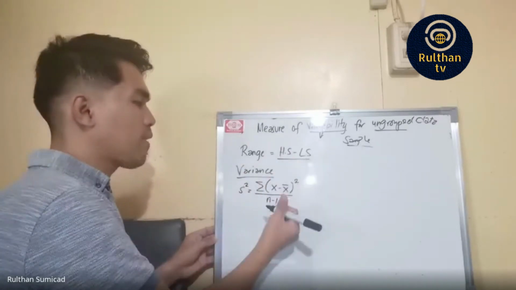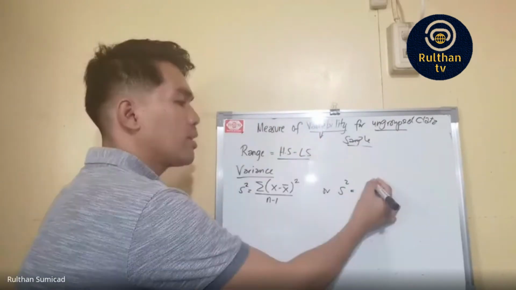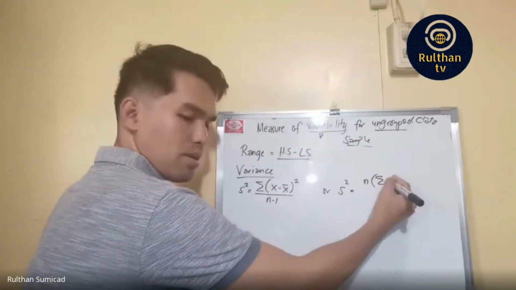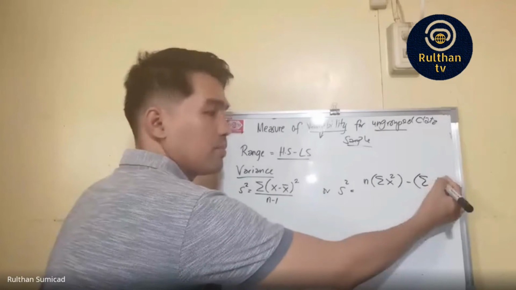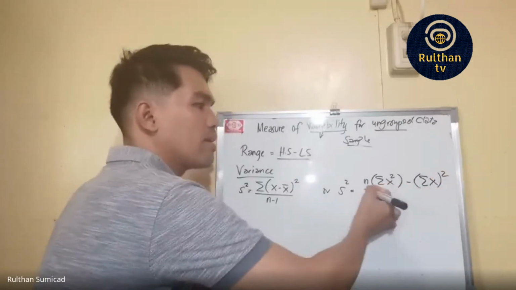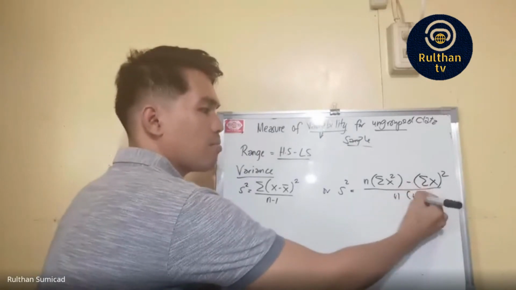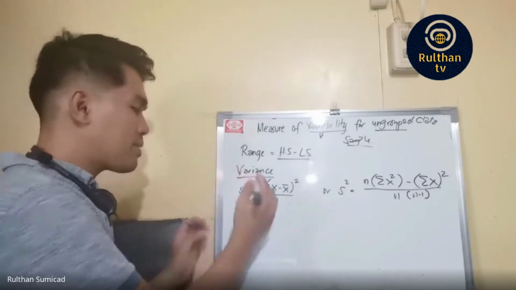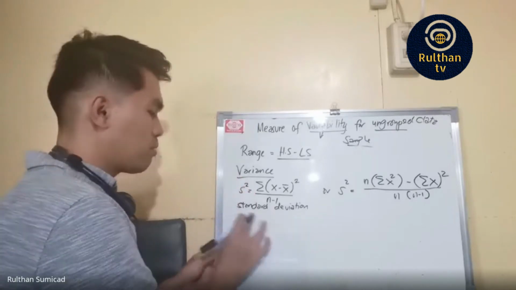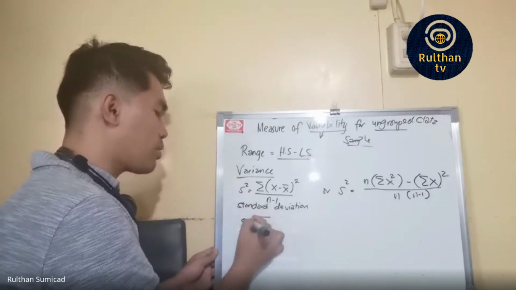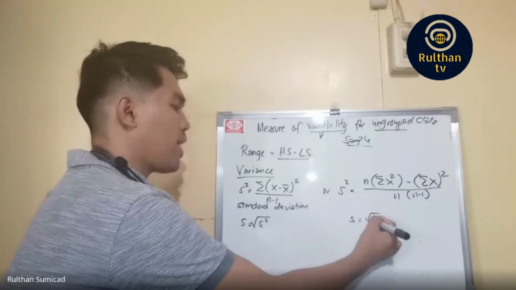Another formula is S squared equals the summation of x squared minus the summation of x, then squared, divided by n, all over n minus 1. We have these two formulas for variance, and then we also have S, which is the standard deviation, which is simply S equals the square root of S squared. The same here: S equals the square root of S squared.